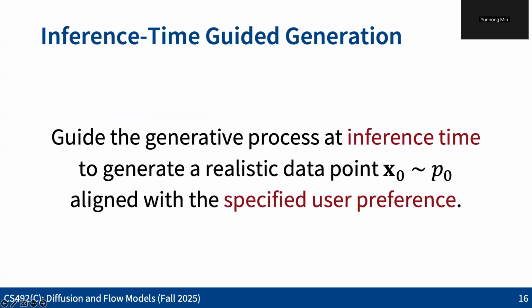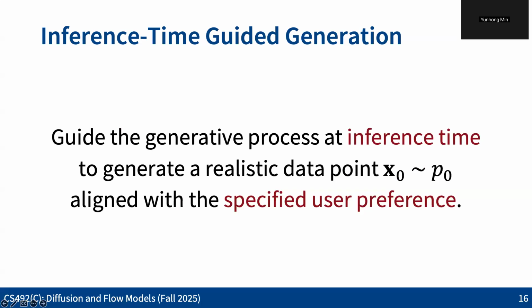So more formally, we are going to try this, which is guiding our generative process at inference time to make a realistic data point, which is basically something that we want to see, which is aligned with some specific user preference. So how we are going to do that at test time is the basic idea. And actually, diffusion and flow models are a really good framework for doing those kinds of things.